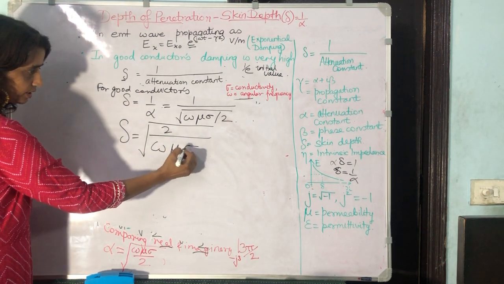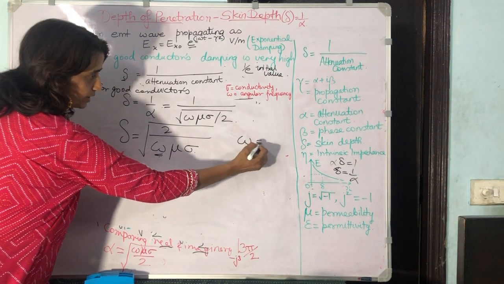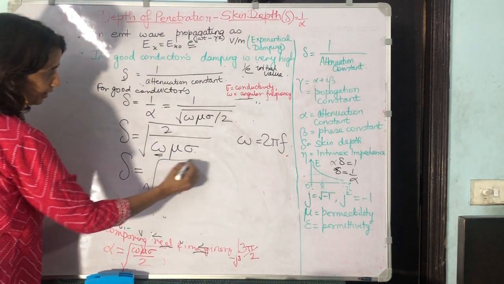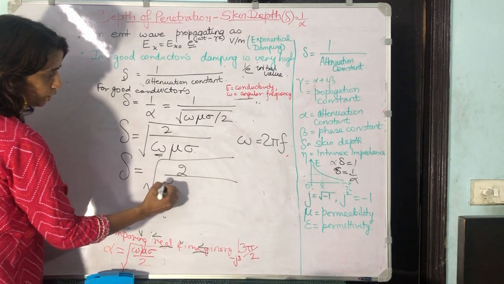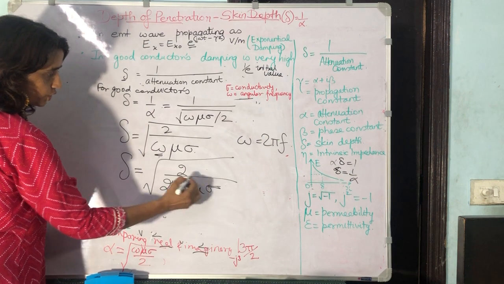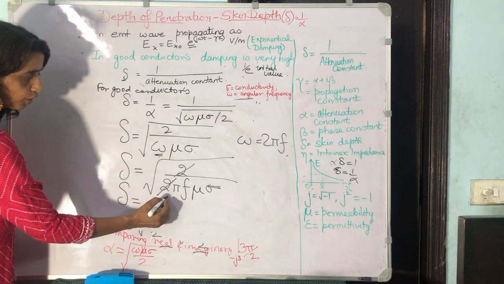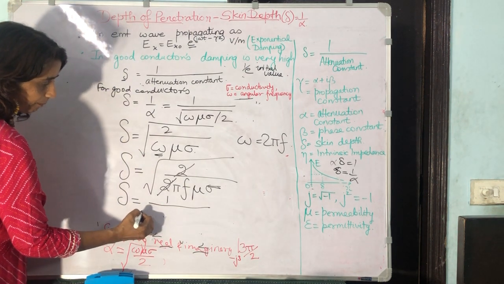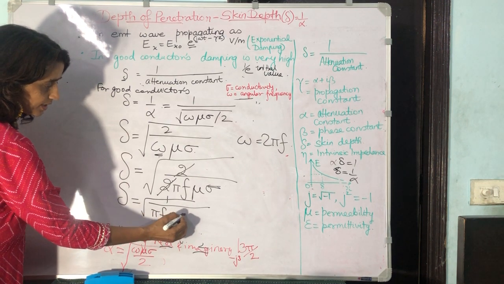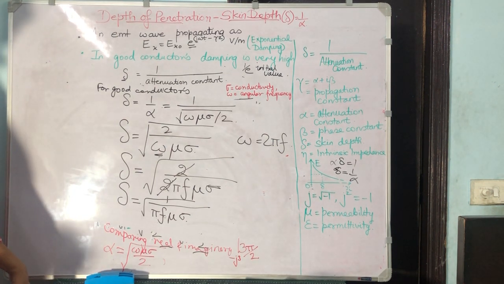omega mu sigma. Omega is angular frequency, so it is 2 pi f. We can write skin depth as under root 2 upon 2 pi f mu sigma. So this 2 and this 2 get cancelled, and you are left with skin depth for good conductors as 1 upon under root pi f mu sigma. This is the formula for skin depth of good conductors.